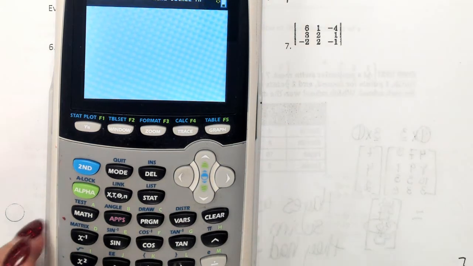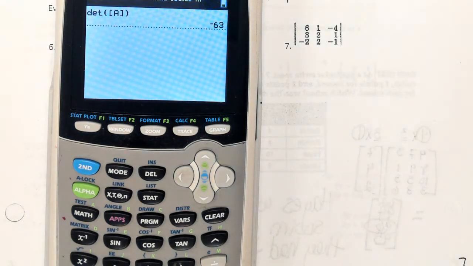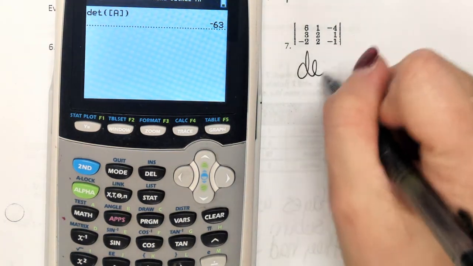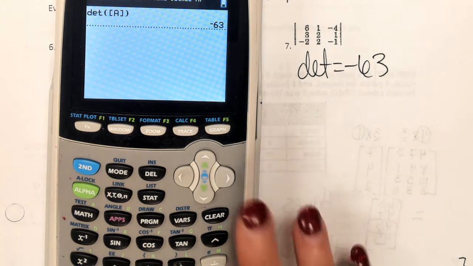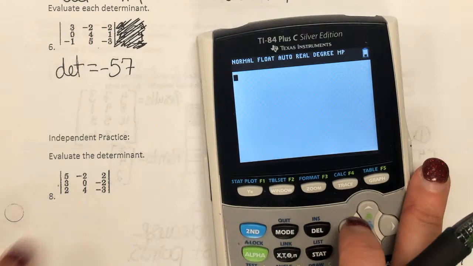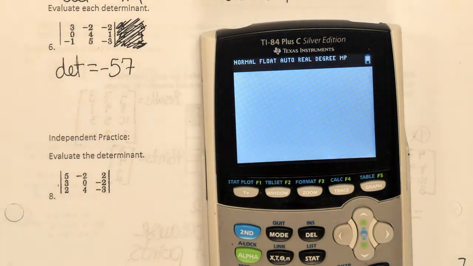There you go. Alright, what'd y'all get on number 7? Negative 63. Very good. Alright, anybody having issues getting negative 63 and they need my help? Alright, okay, here we go. So, last one, number 8. Y'all try that one real quick. Use your calculator one more time. Make sure, guys, that you are writing DET equals, determinant equals, okay? Don't just write a random number.